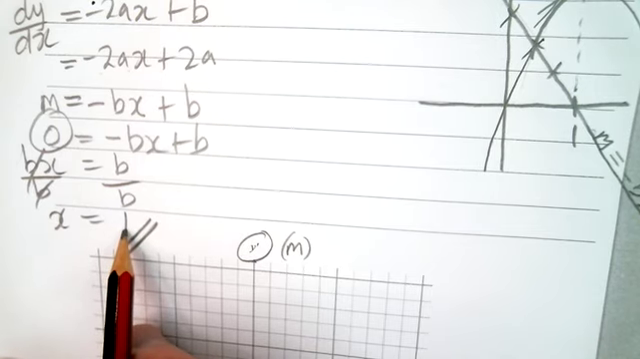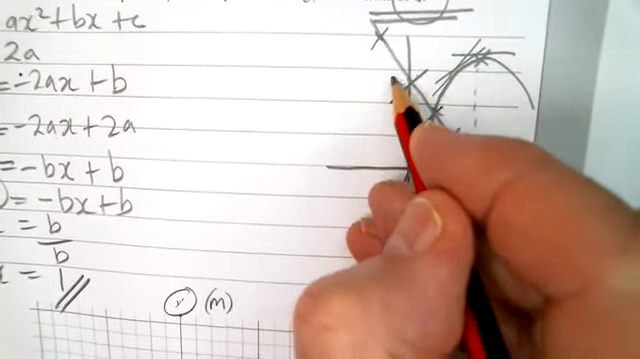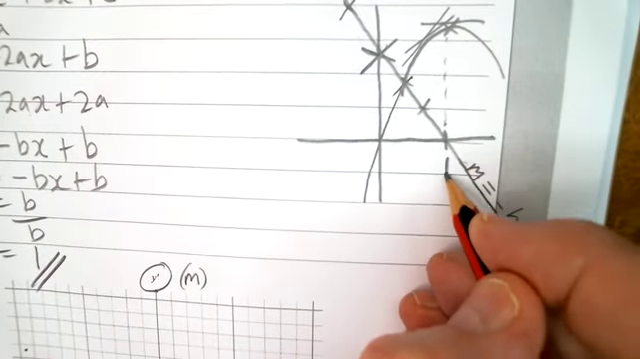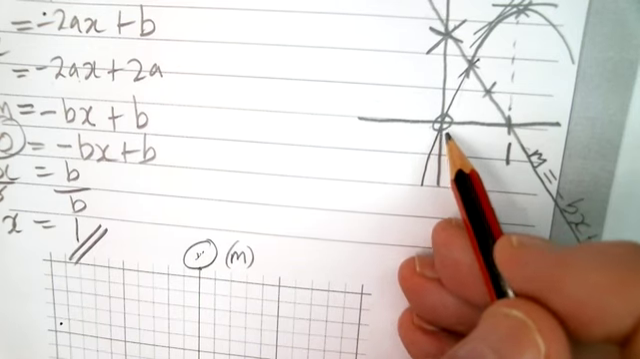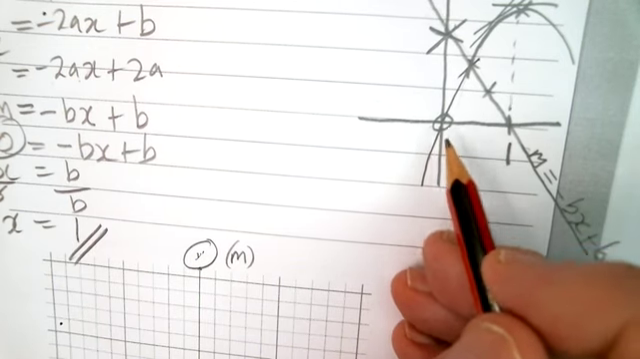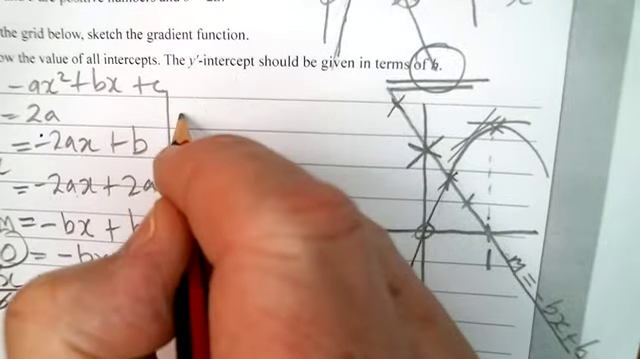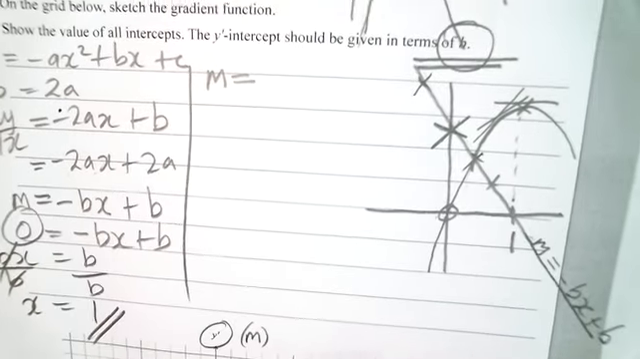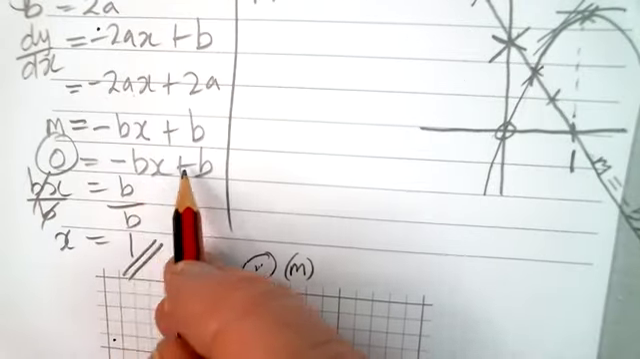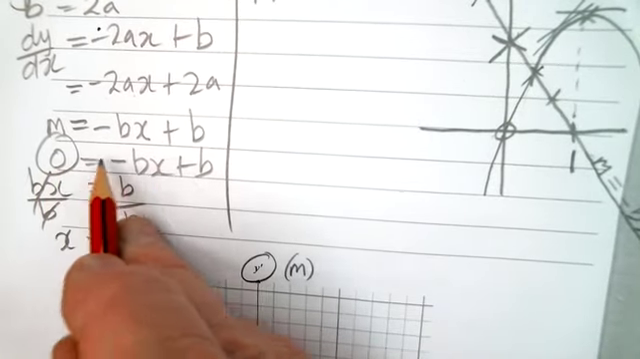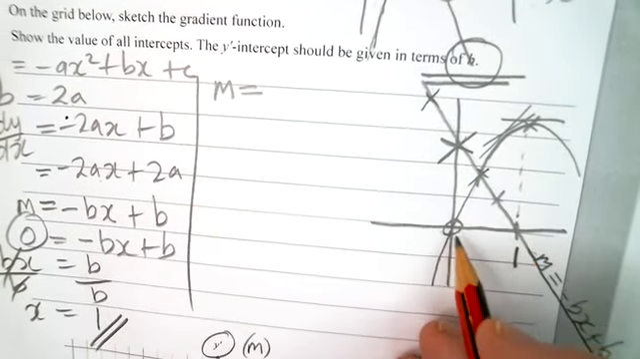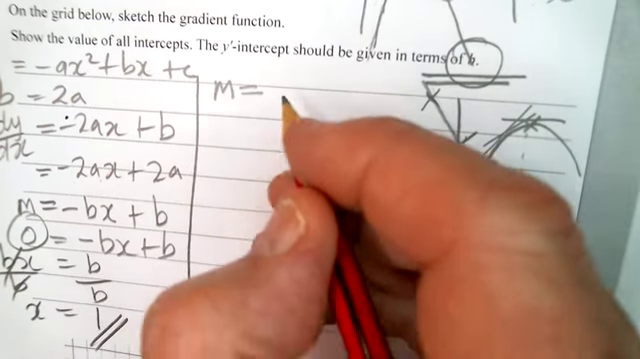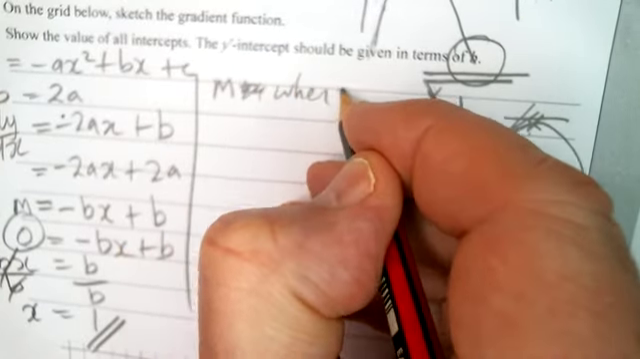But what happens then? What would this point here be? Well, we know this is 1. But this point here, x is 0. Let's find out what m would be when x is 0. Well, we know that if m is 0, x is 1. Let's make m a question mark. We don't know what it is. Let's go m when x equals 0.